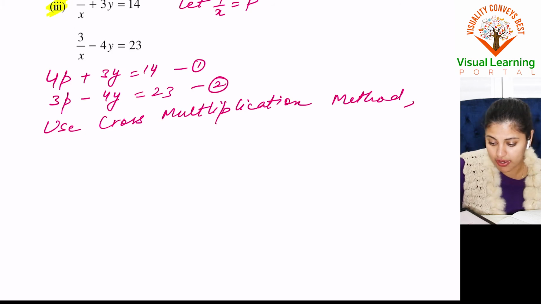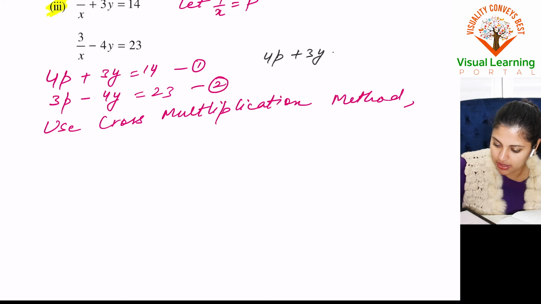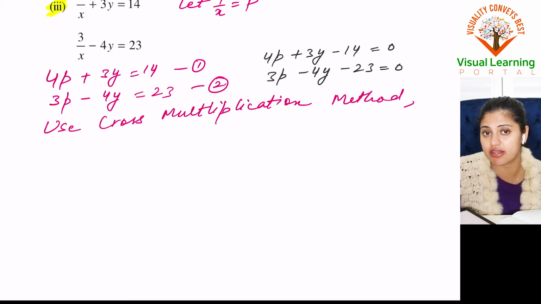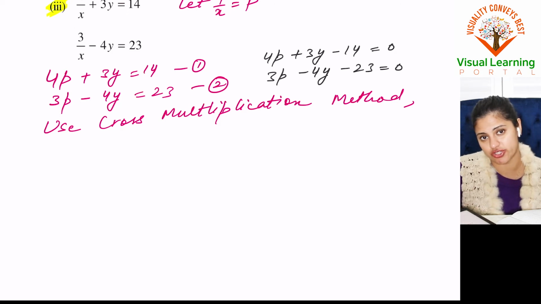For this one, first of all, you need to write the equations like this: 4p plus 3y minus 14 is equal to 0, and 3p minus 4y minus 23 is equal to 0. For the cross multiplication method, this is a rule that you need to take the constant terms to this side, so basically all the terms to one side, and make the equation equal to 0. That's one of the rules you are supposed to follow.